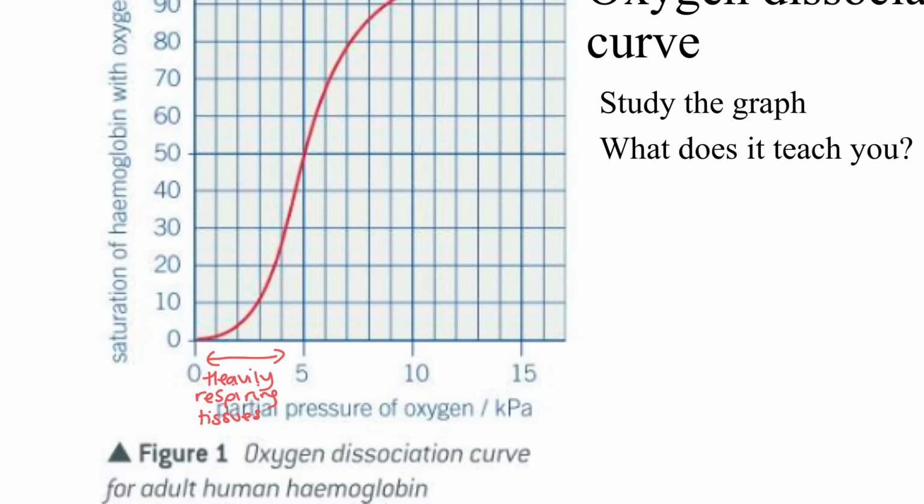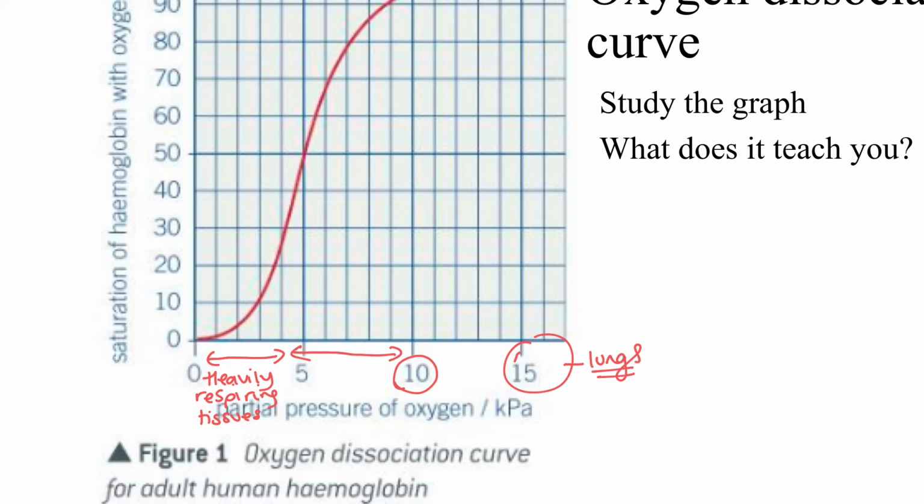Where in your body would you find very high partial pressures of oxygen? You'd find this in your lungs. Okay, so at your lungs there is a very high partial pressure of oxygen. Maybe in tissues in your body that aren't really respiring very much, they have a really low metabolic rate, we're here. And then this part of the graph here is heavily respiring tissues.